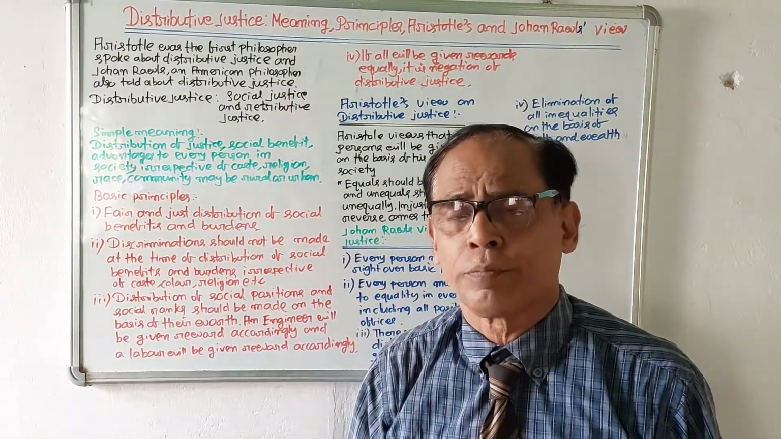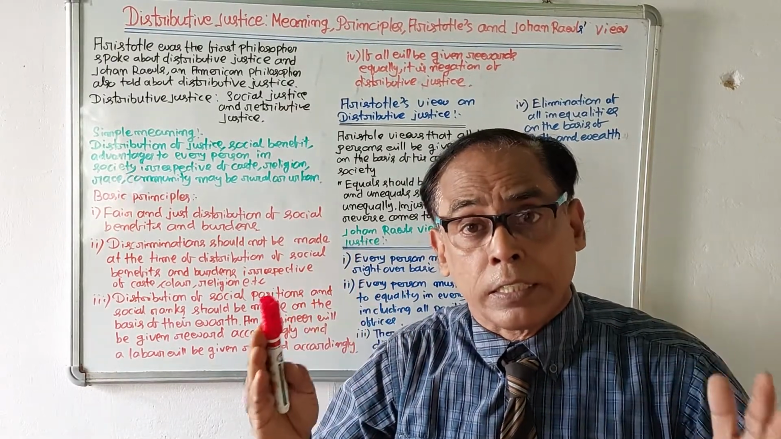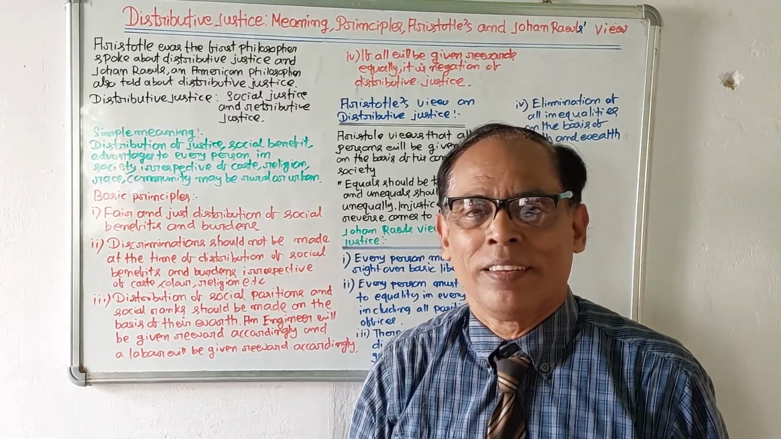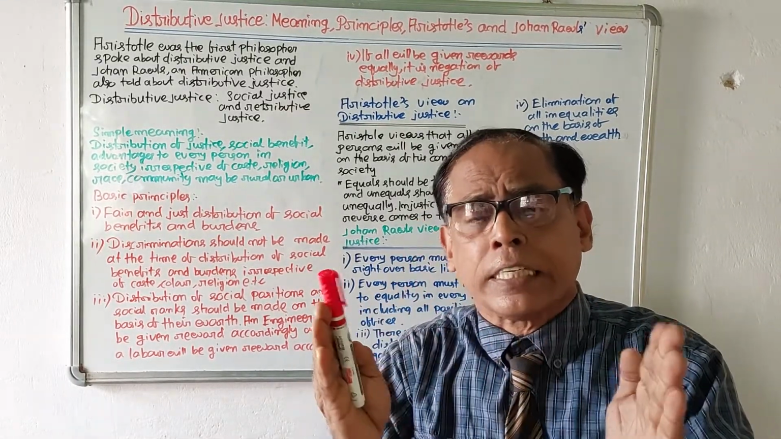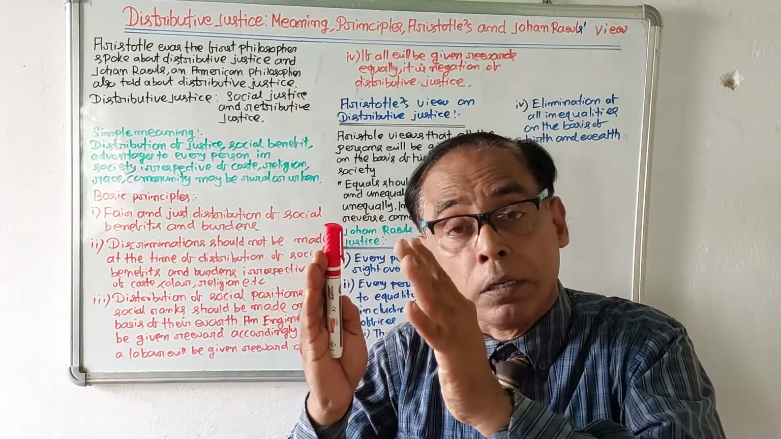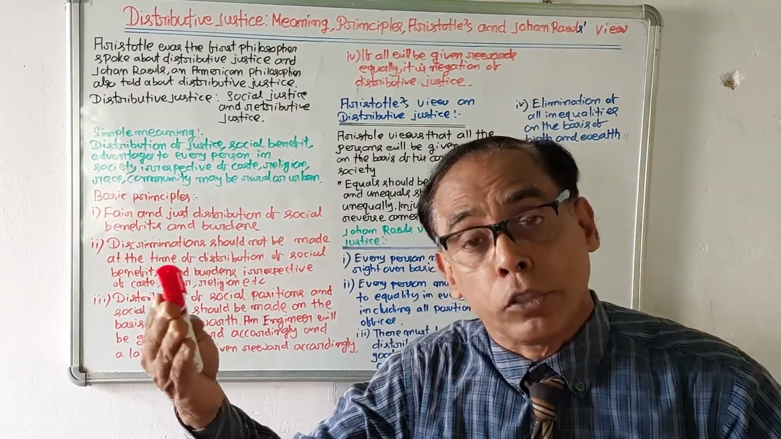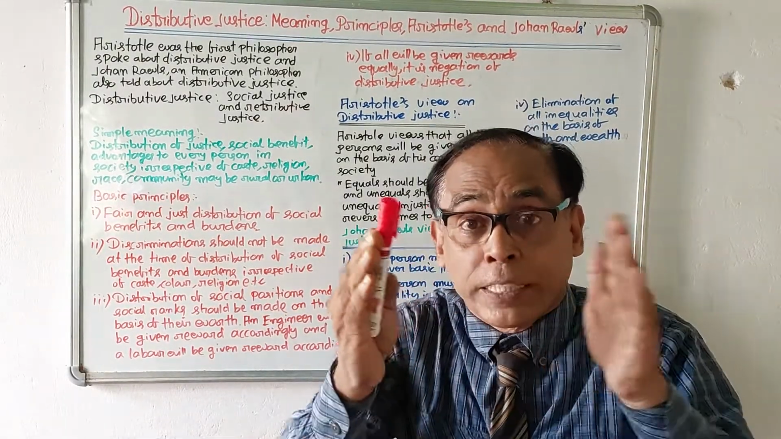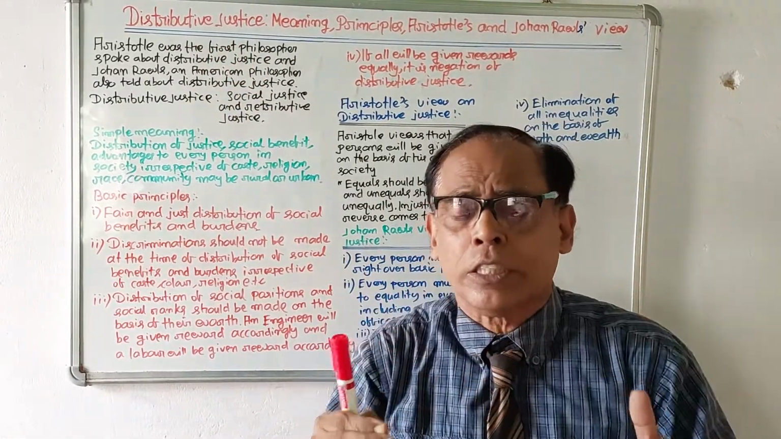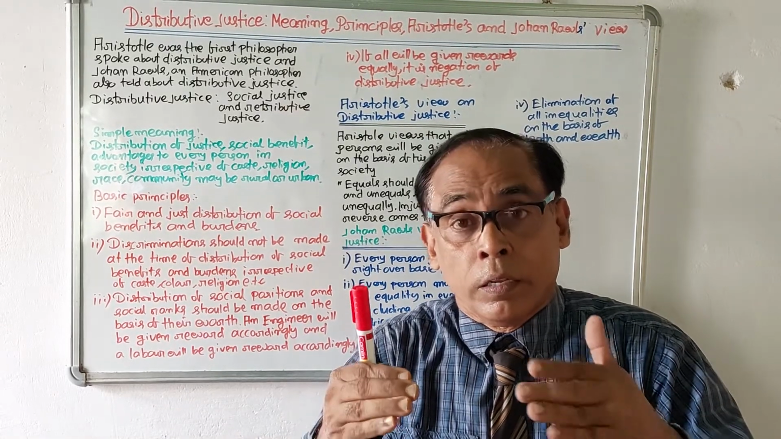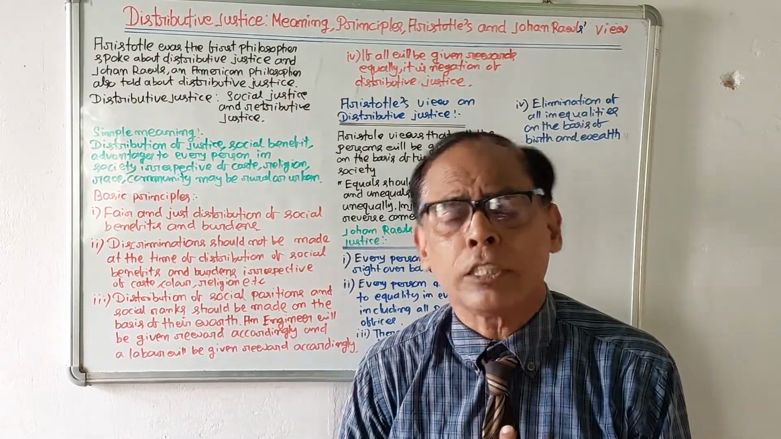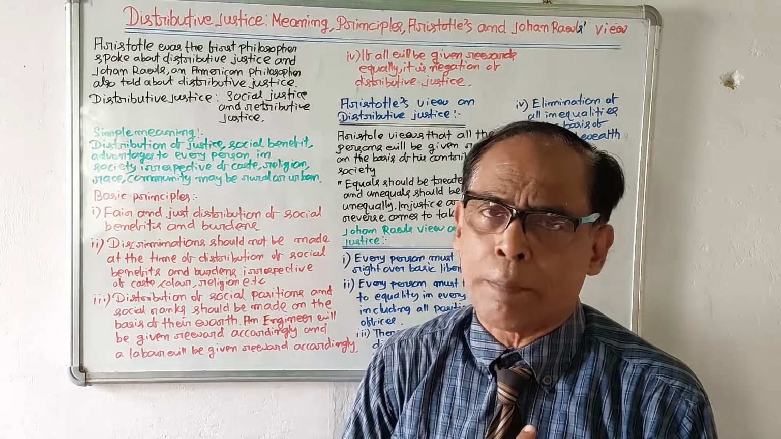In political science, justice is considered a basic principle. And so far as justice is concerned, a lot of categories are found relating to justice. One of these categories is distributive justice. Distributive justice was told for the first time by Aristotle. Aristotle was the first man who told about distributive justice.